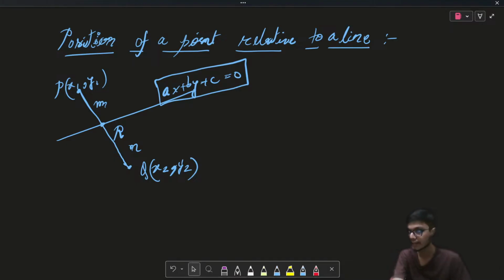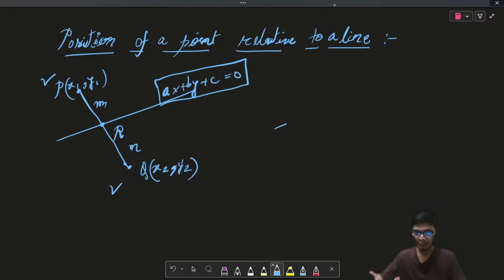So how am I going to decide whether my points P and Q are lying on the same side of the line, or whether the two points are lying on the opposite sides, as in this case? Or maybe it might be a question where point P and point Q are lying on the same side. So how am I going to judge that? The judgment is very simple.